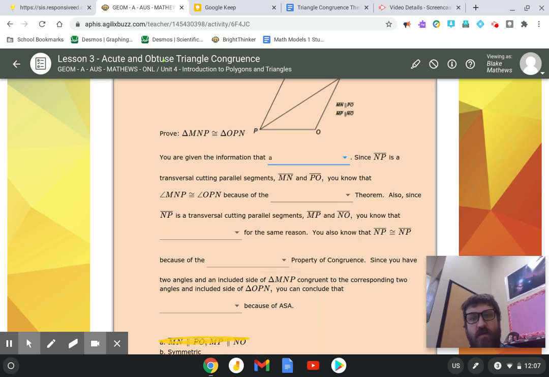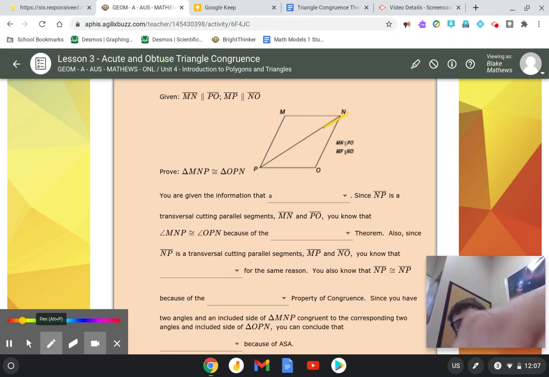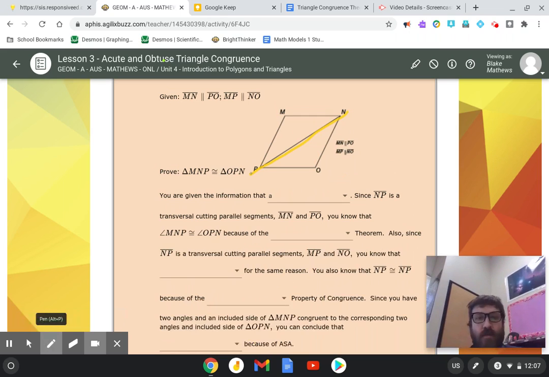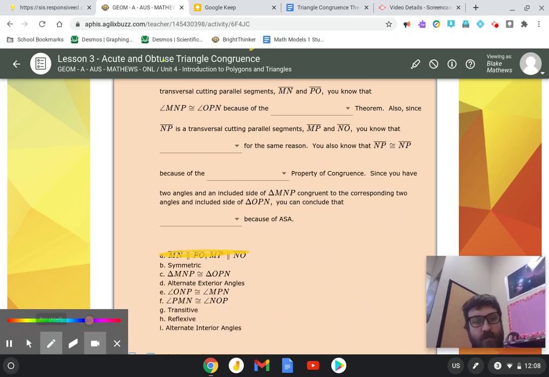That's answer choice A. Since NP is a transversal cutting parallel segments, MN and PO, so we're saying this is a transversal line right here. MN and PO, you know that MNP and OPN are congruent, and that's going to be the same theorem as our previous proof. So it's going to be the alternate interior angle theorem. It's going to be answer choice I.